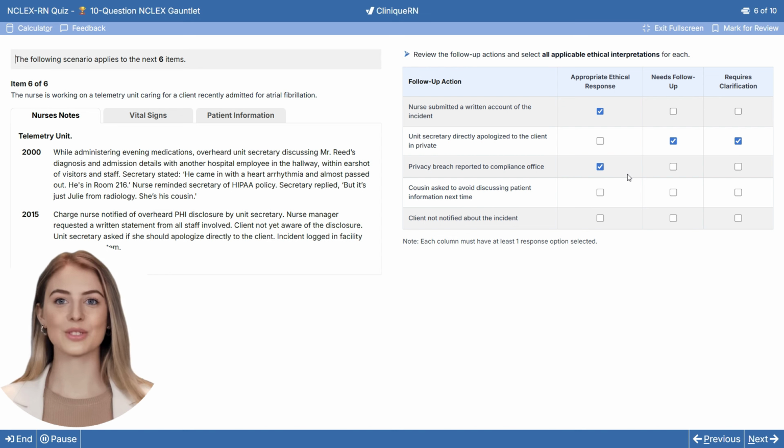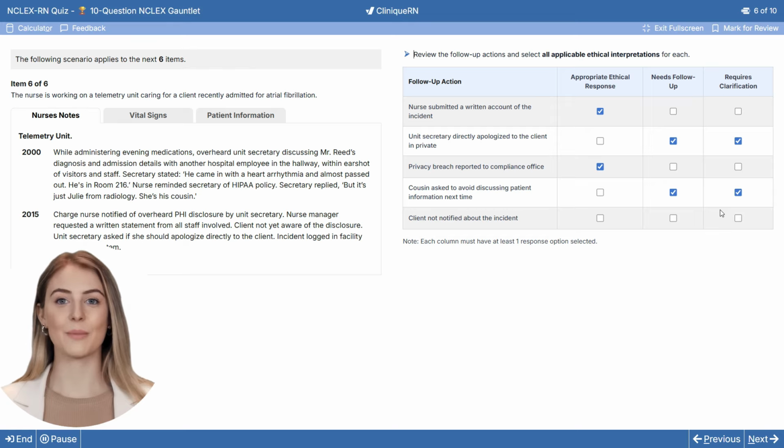Next, the cousin was told not to discuss patient information next time. Sounds like a quick fix, but is it ethical or effective? Correct answer: needs follow-up, and requires clarification. Rationale? That's an informal response. It doesn't educate, document, or enforce policy. The nurse should instead escalate through official training and compliance procedures, not casual conversation.